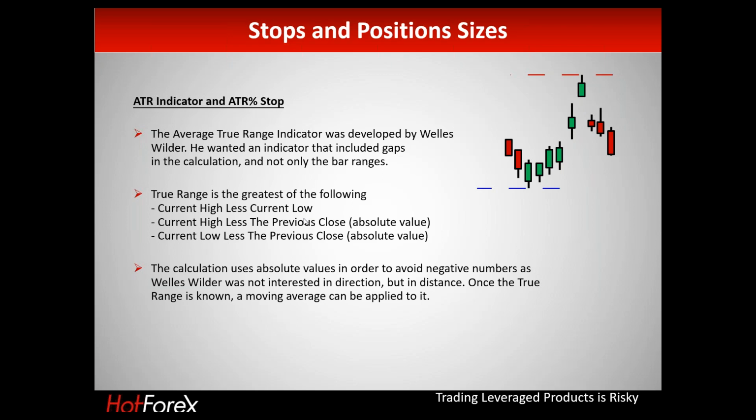The calculation of ATR uses absolute values in order to avoid negative numbers. These are absolute values because it's not an indicator that shows us direction. It's an indicator that shows us distance. Once the true range is known, a moving average can be applied to it.